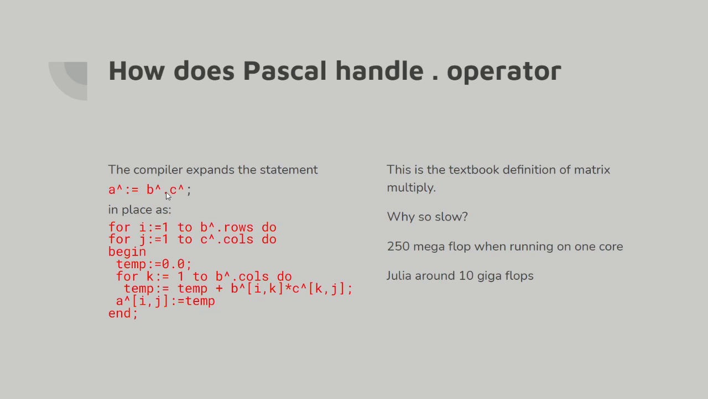Why is it so slow? I get 250 megaflops when running on one core on my Xeon, which, it's not great, but I was used to that. But Julia was getting 10 gigaflops, 45 times as fast, which seemed an astonishing speed to have achieved. So I wondered, how did it do it?